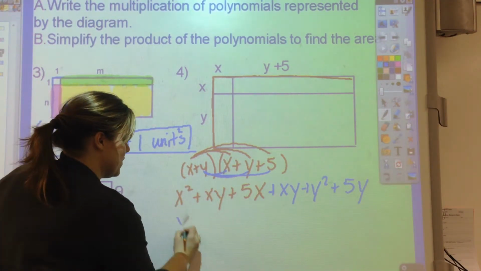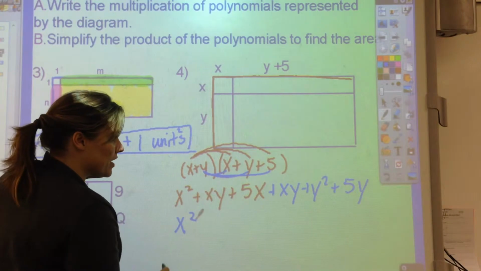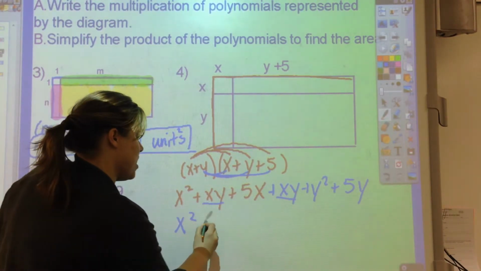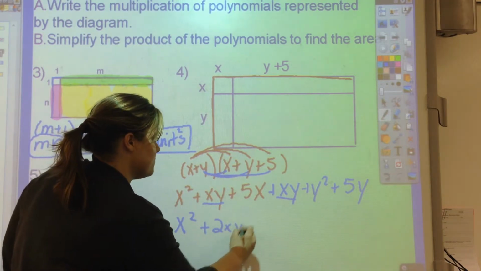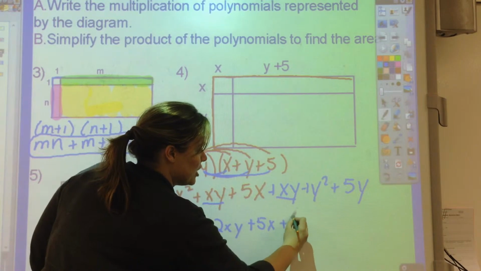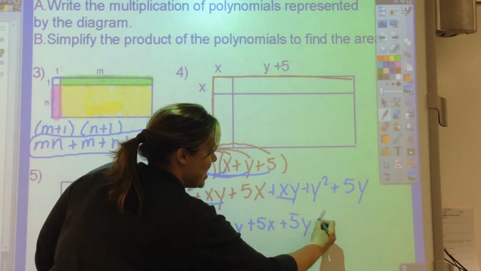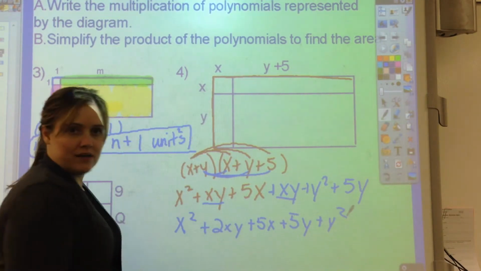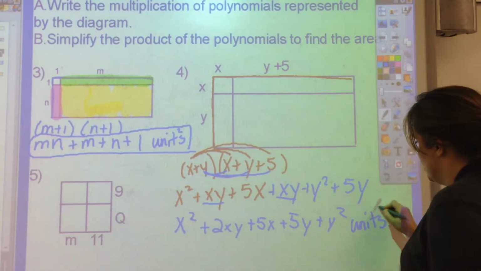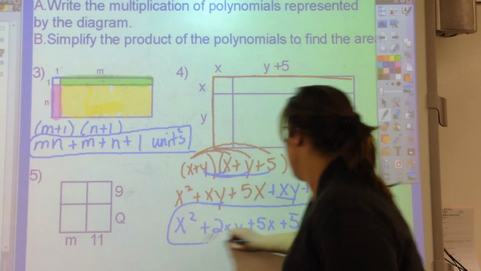Now I'm going to combine my like terms. I don't have anything that combines with x squared, but I have 2xy's. So I'm going to write 2xy. I have nothing to combine with 5x, and I have nothing to combine with 5y. And I'm going to put my y squared on the outside, and my units would be units squared.